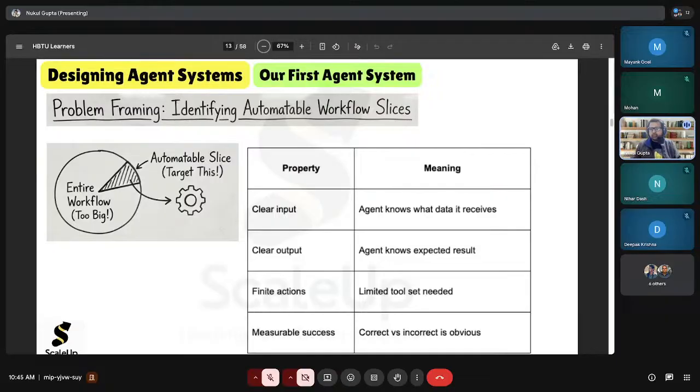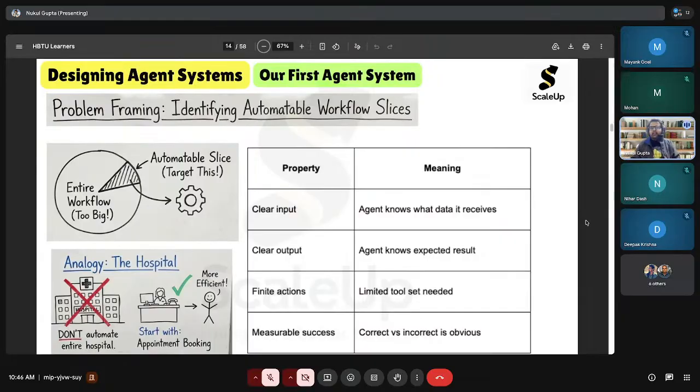So, a limited tool set. Using a limited set of tools, we should accomplish the goal. That's the main idea. And there should be some metrics to measure the success. So incorrect, correct. So that's the main idea.